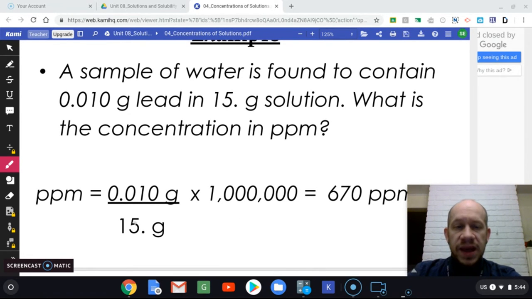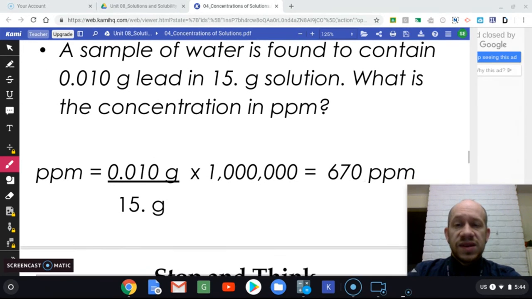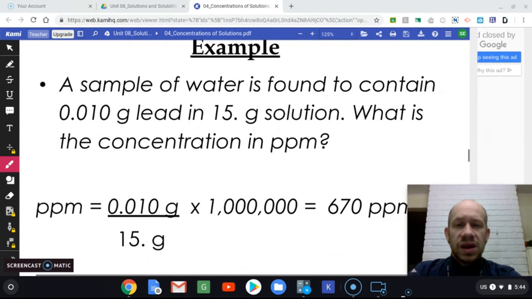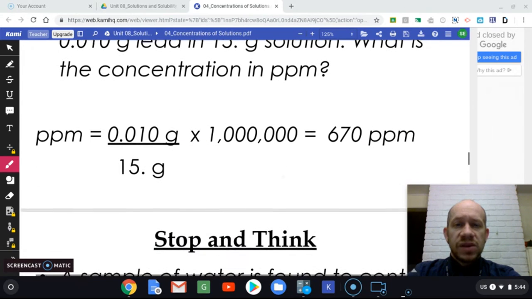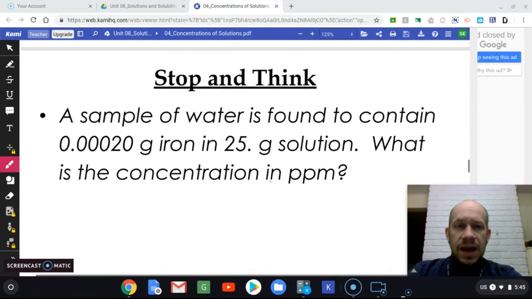So in this case, the mass of our lead is small enough that we'll just take the mass of the solution. So the parts per million: 0.01 grams divided by 15 grams times 1 million will get us 670 ppm. So ppm is our unit for parts per million. So make sure you have your units when you're doing the concentration in ppm, parts per million. So stop and think.